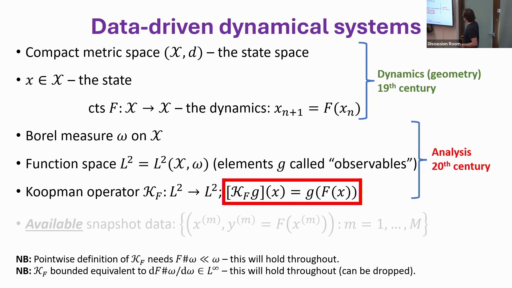And then you move into the 20th century and you start using analysis. So you stick a Borel measure on the space, and then classically you'd look at an L2 space of observables. There have been some hints about the space throughout the talks. For the time being, we're going to stick to L2. In the final lecture, we're going to look at different Hilbert spaces. And what you do is you look at this Koopman operator. This is just an operator from L2 to L2 defined by this pointwise definition.